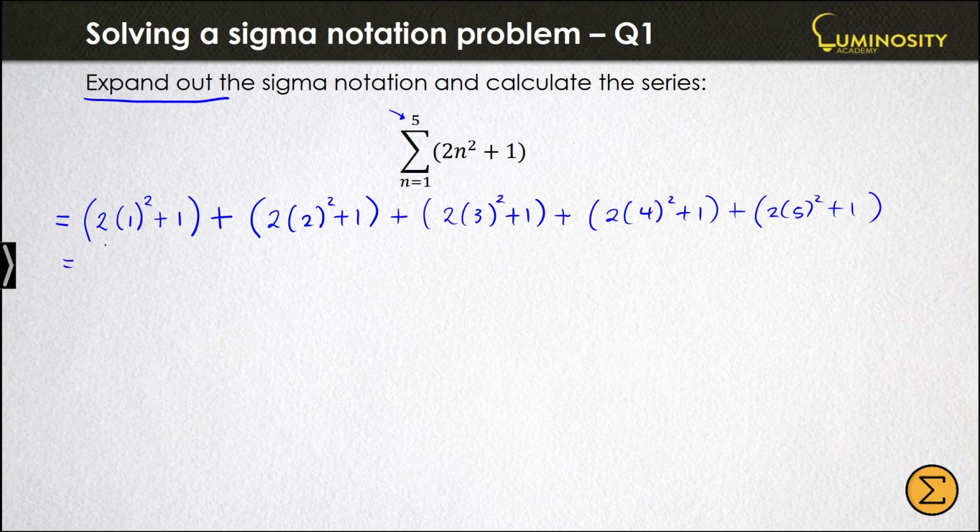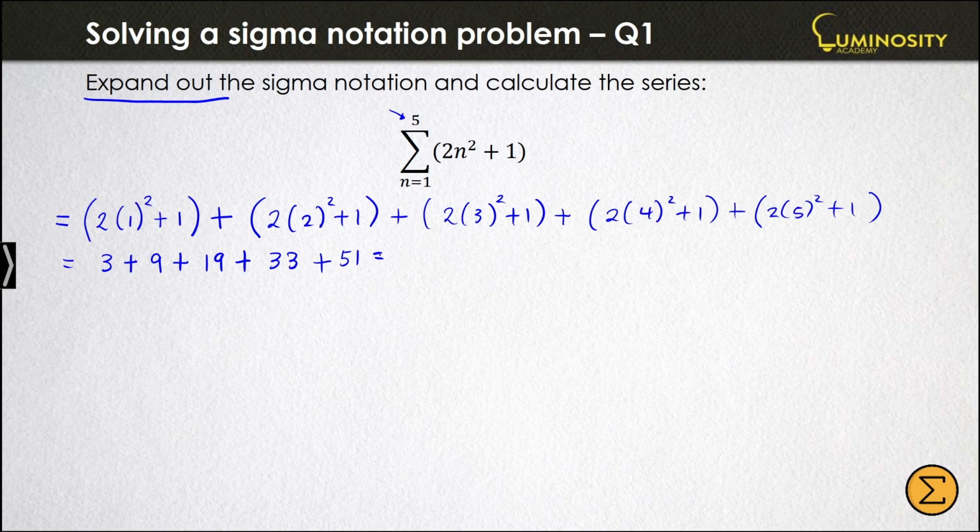1 squared is 1, times 2 is 2, plus 1, that's 3, plus 2 squared is 4, times 2 is 8, plus 1 is 9. 3 squared is 9, times 2 is 18, plus 1 is 19. 4 squared is 16, times 2 is 32, plus 1 is 33, plus 5 squared is 25, times 2 is 50, plus 1 is 51. So let's try and do a little mental arithmetic.